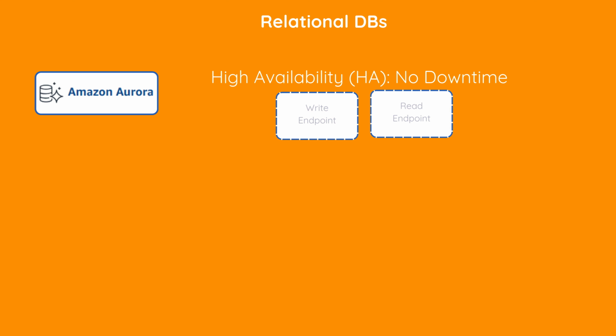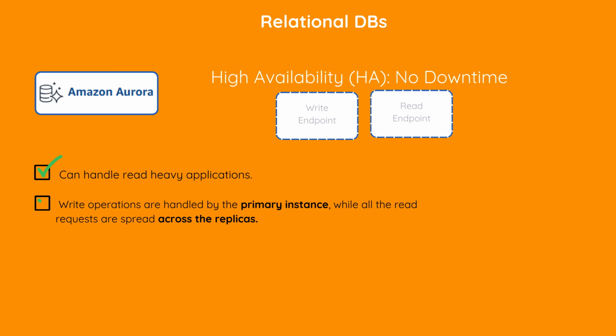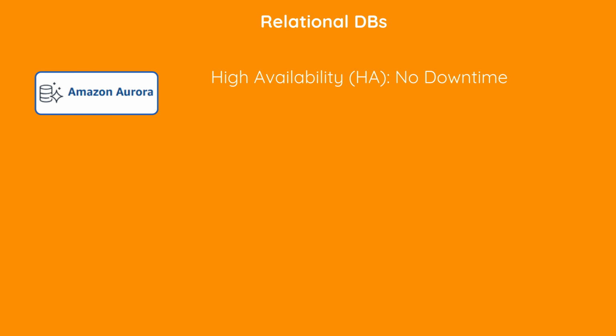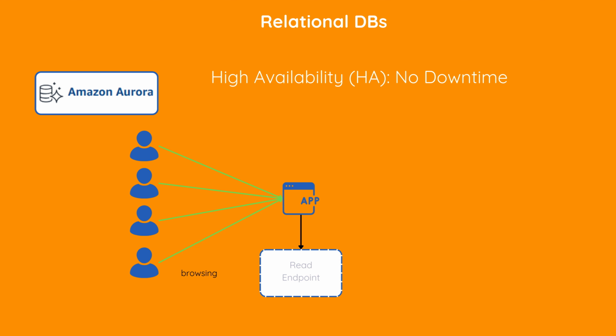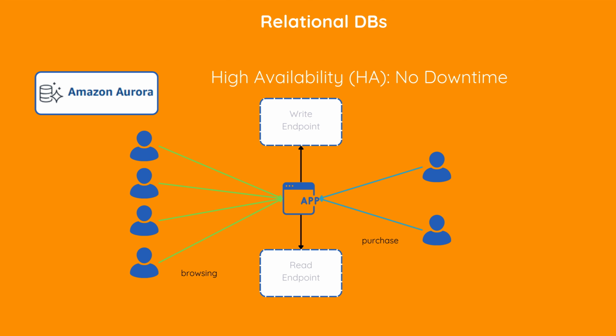By separating reads and writes, Aurora can handle read-heavy applications much more efficiently. Your write operations are handled by the primary instance, while all the read requests are spread across the replicas. Let's take an example. Imagine running an e-commerce store during a big sale. Thousands of customers are browsing products, which are read operations, and at the same time, some are making purchases, which are write operations. Aurora ensures the writes don't slow down the reads by keeping them separate.